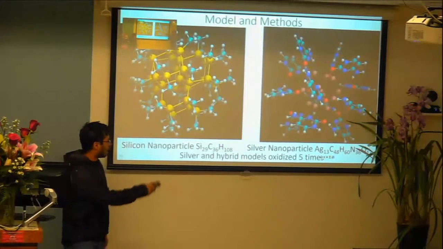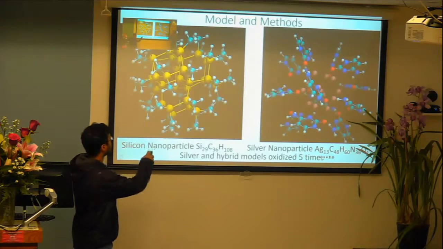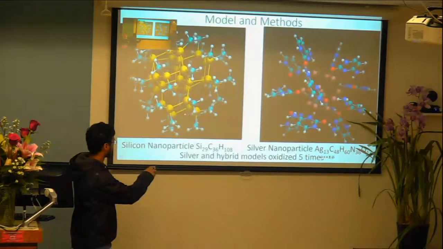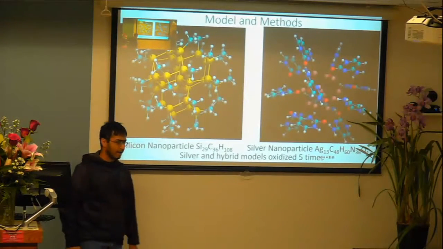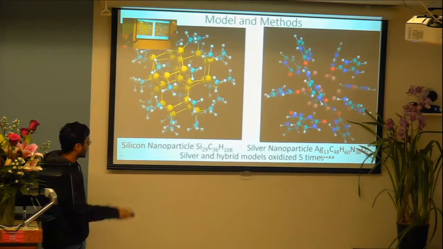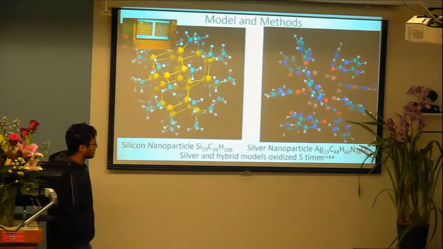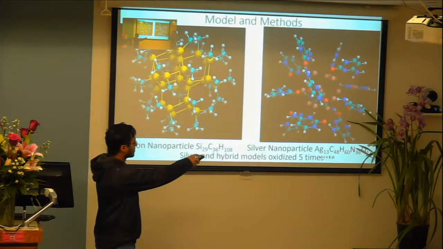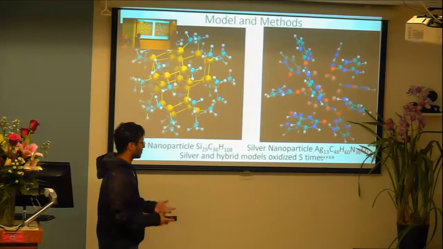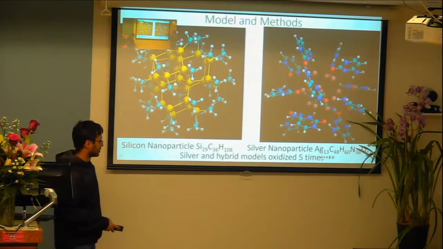On this slide, you can see a couple of different images of our model. On the left-hand side, we have a silicon nanoparticle. The yellow atoms represent the silicon atoms, the turquoise atoms represent the carbons, and the gray atoms represent the hydrogens. On the right-hand side, you see a silver nanoparticle, where now the pink atoms represent the silver atoms, and the chains are made up of different atoms such as carbon, hydrogen, nitrogen, and oxygen.